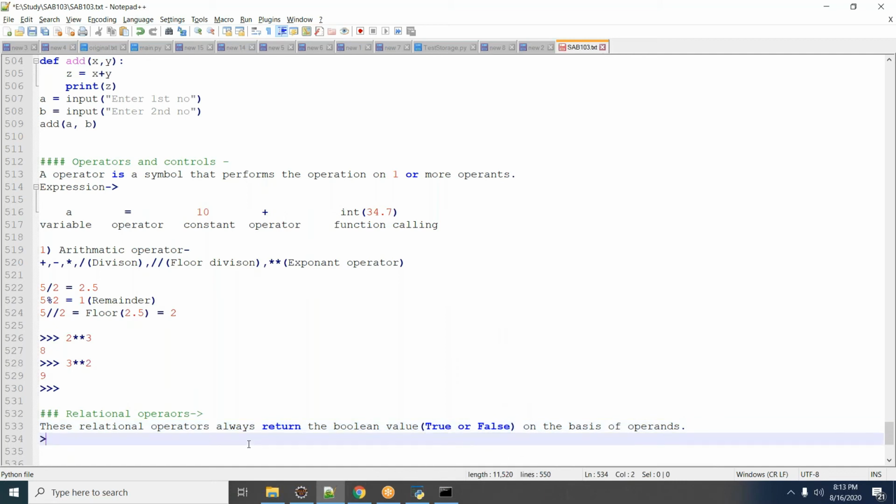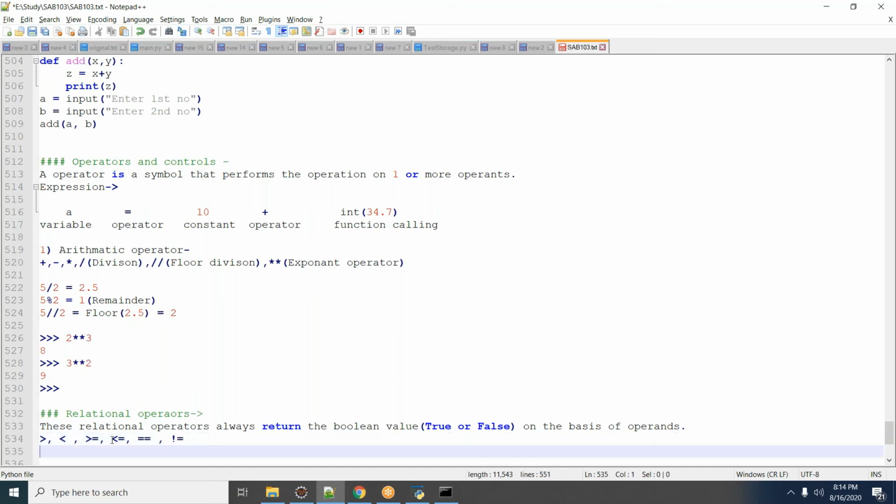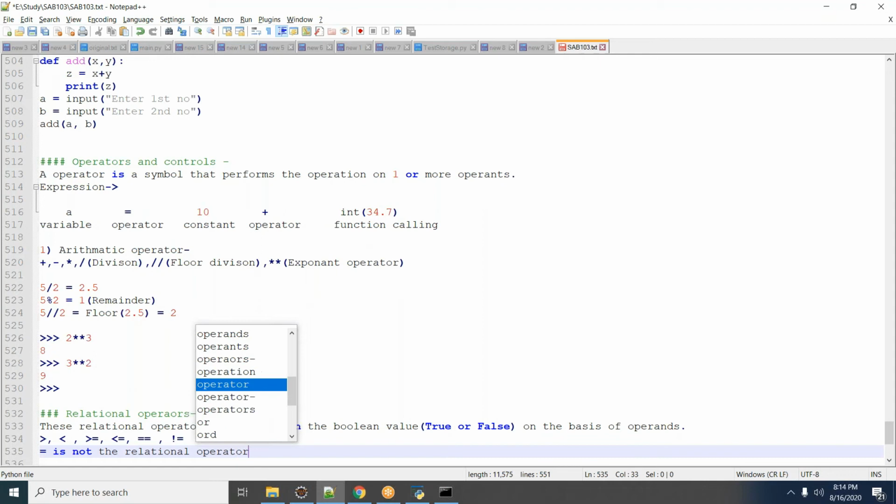Okay. So we have here greater than, less than, greater than or equal to, less than or equal to. We have the equal check. We have not equal to. So single equal to is not a relational operator. It is the assignment operator.